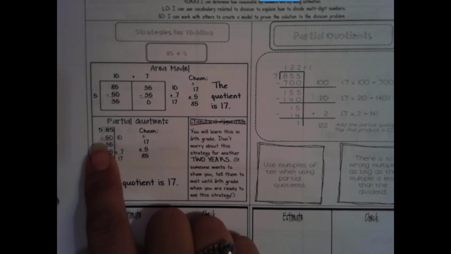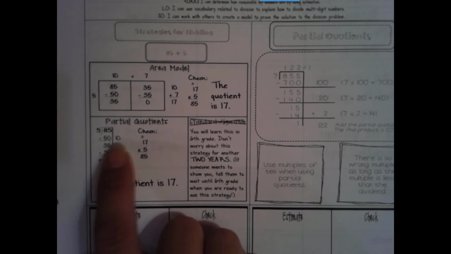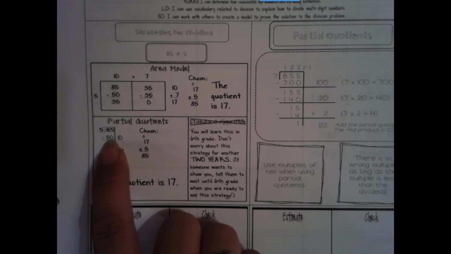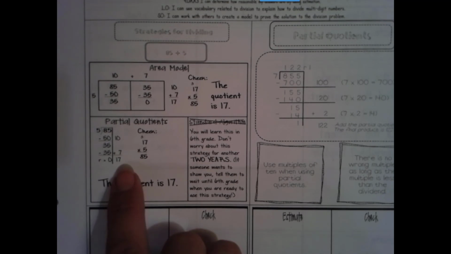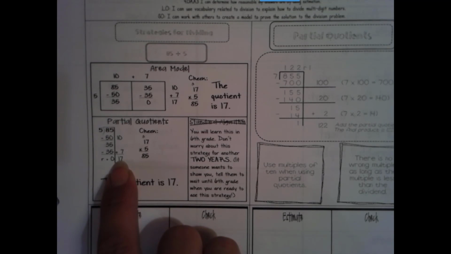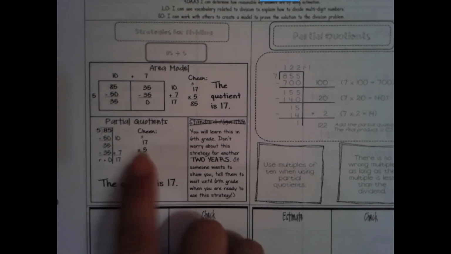Here we get a similar thing, except our partial quotients are on the side instead of the top. And our subtraction keeps going down. So 5 times 10 is 50. Take those 50 out, I get 35. 7 times 5 is 35. Take those out, I get 0. My remainder is 0. Partial quotient 17. Check. When we multiply the divisor times the quotient, we get 85, and that matches.